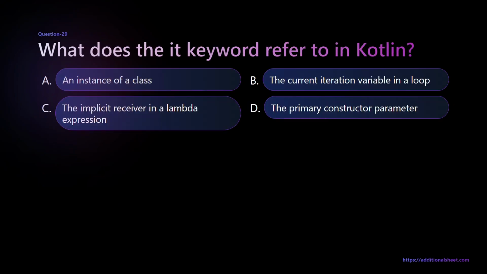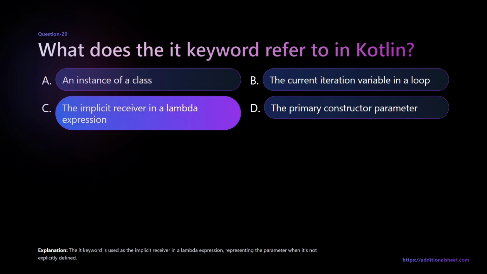What does the this keyword refer to in Kotlin? Option A, an instance of a class. Option B, the current iteration variable in a loop. Option C, the implicit receiver in a lambda expression. Option D, the primary constructor parameter. The correct answer is option C, the implicit receiver in a lambda expression.